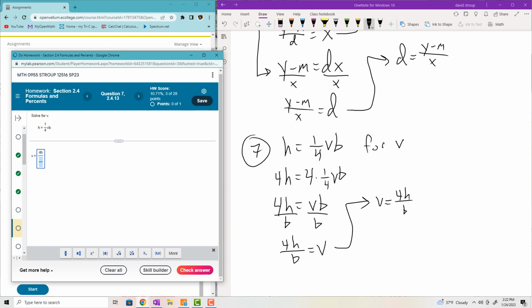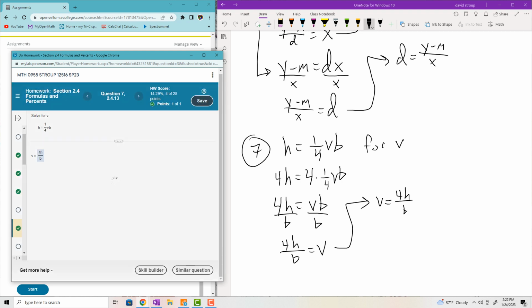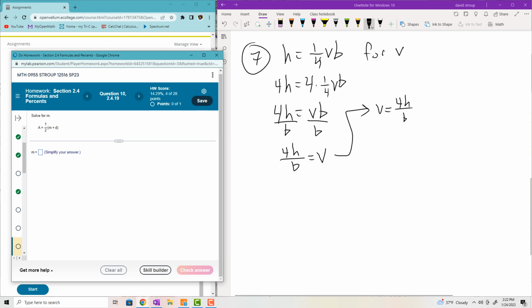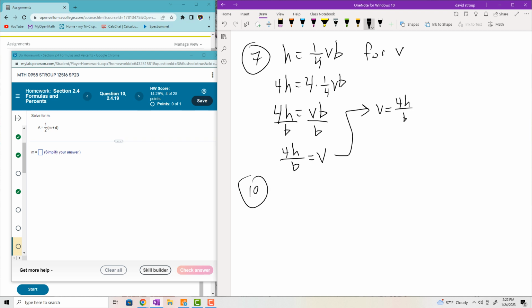Fractions are... Okay, so if you see the fraction, generally we'll multiply to get rid of it. Here's another one with a 1/2 fraction, problem 10. You have a equals 1/2 times m plus d.